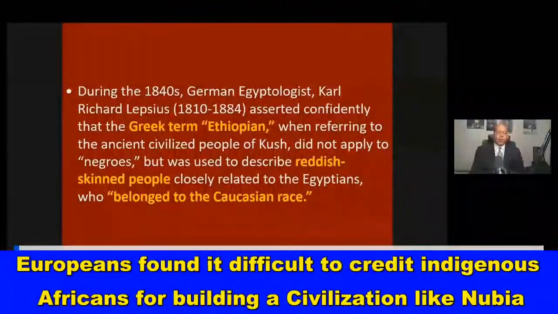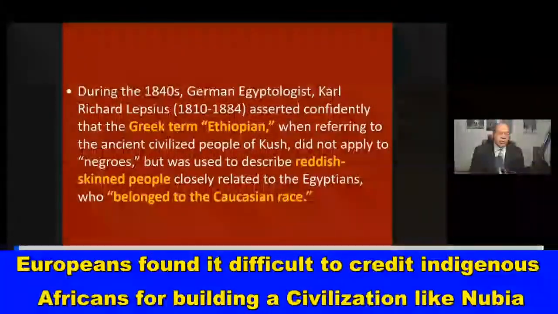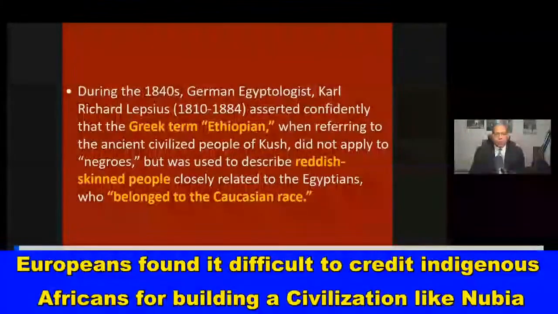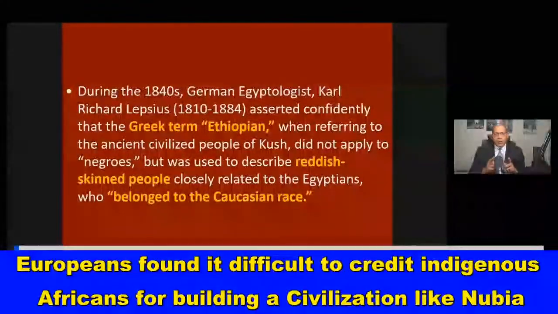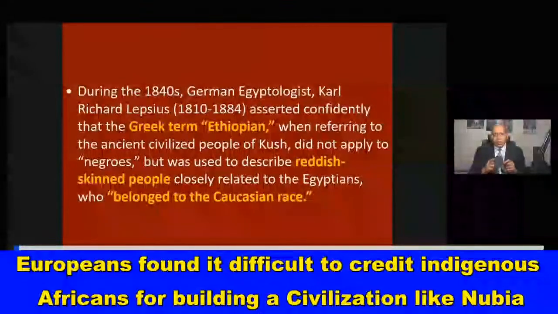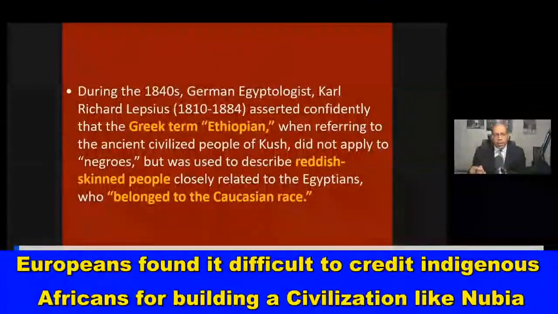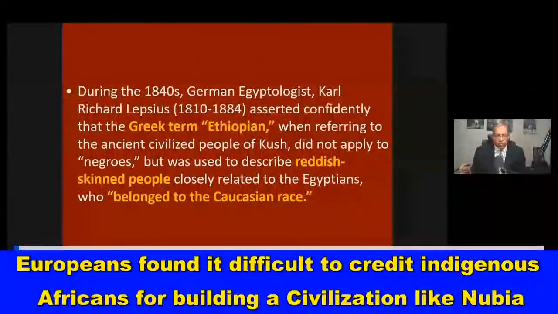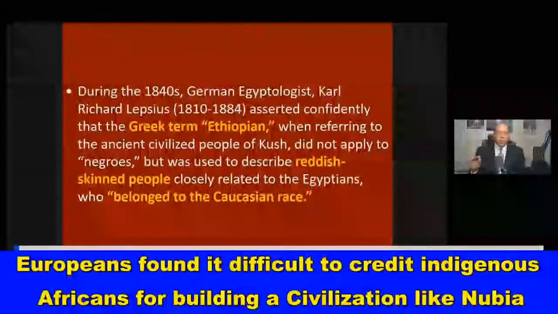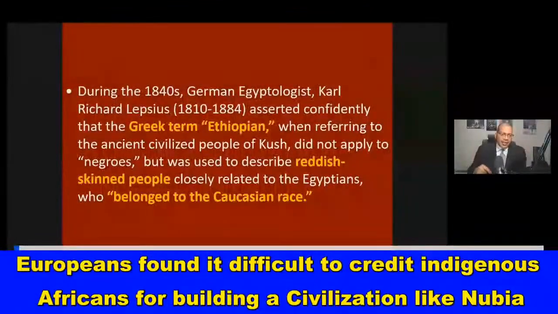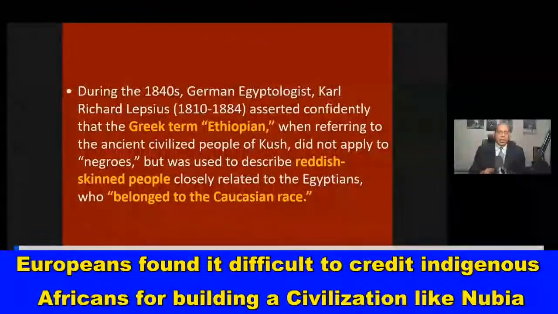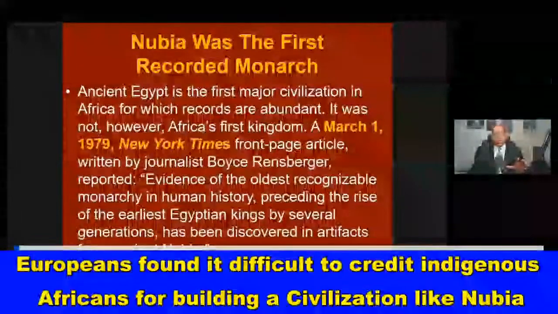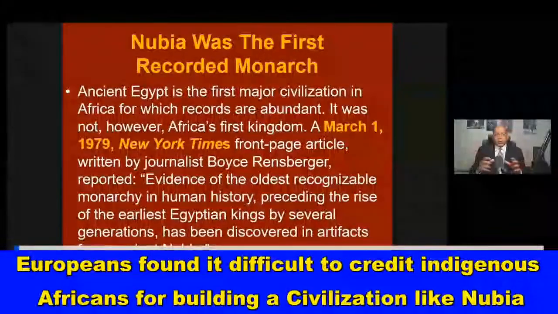Now, during the 1840s, German Egyptologist Carl Richard Lepsius asserted confidently that the Greek term Ethiopian, when referring to the ancient civilized people of Kush, did not apply to Negroes, but was used to describe the reddish-skinned people closely related to the Egyptians who belonged to the Caucasian race. Okay, they do whatever they can to discredit it. They don't want to admit these are Black Africans.